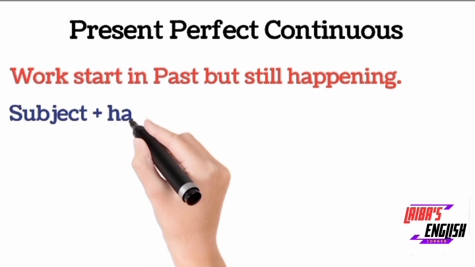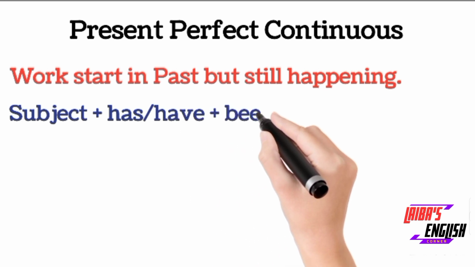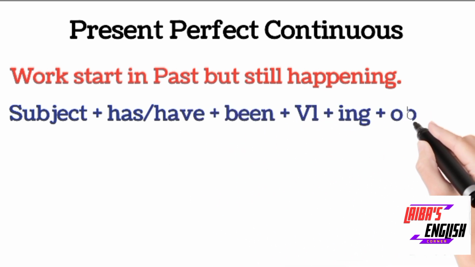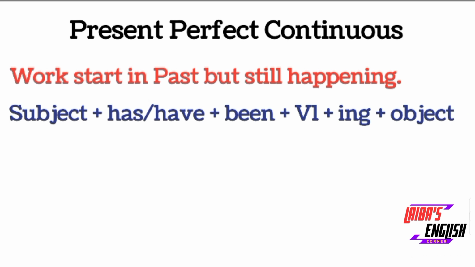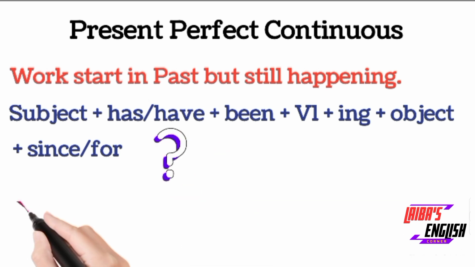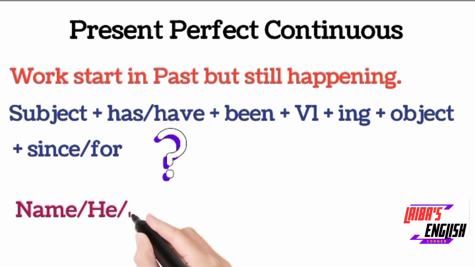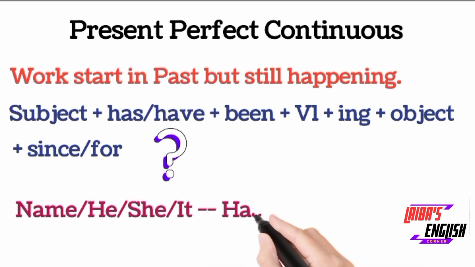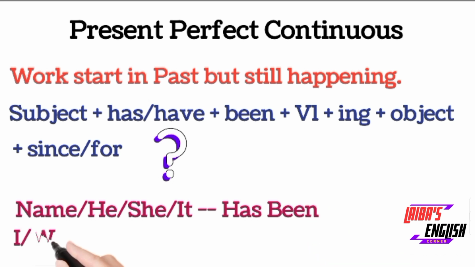So this is basically an example of present perfect continuous tense to make you a little bit aware of this tense. The basic structure of present perfect continuous is we will have a subject, we will have has or have plus been plus verb first form plus ing plus object, and since and for. Why are we using verb first form? We are using first form because I have already told you that whenever we use continuous, we put ing.